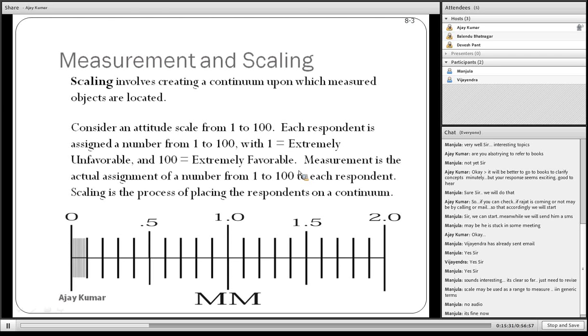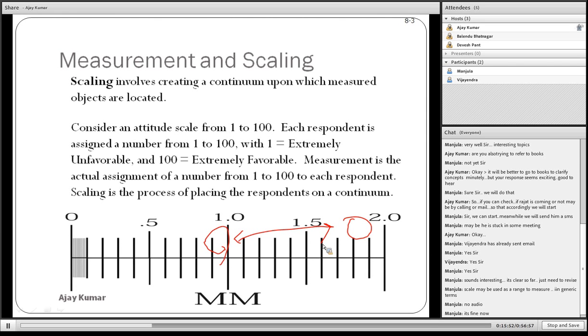So on this scale, one may be placed at some point, and another one may be placed at this point. Now looking at this scale, we can actually talk about how much is the difference, and how much better one is than another. So this helps us in doing comparison analysis, and this is something that we call scaling.